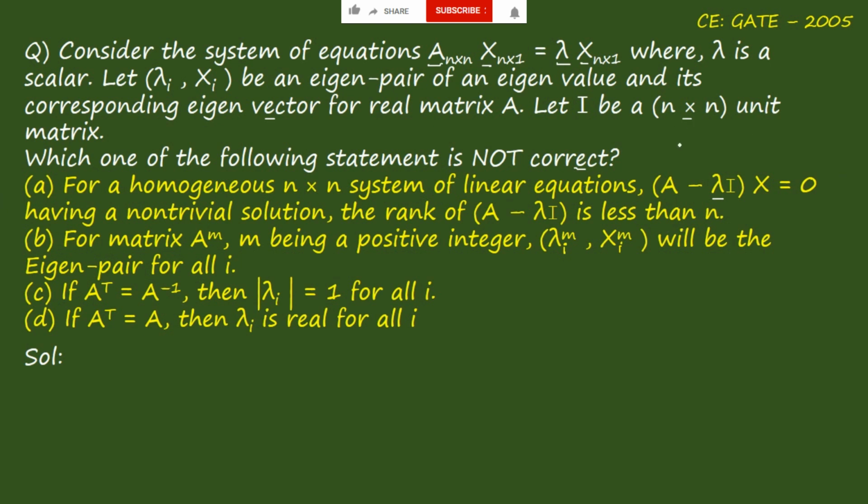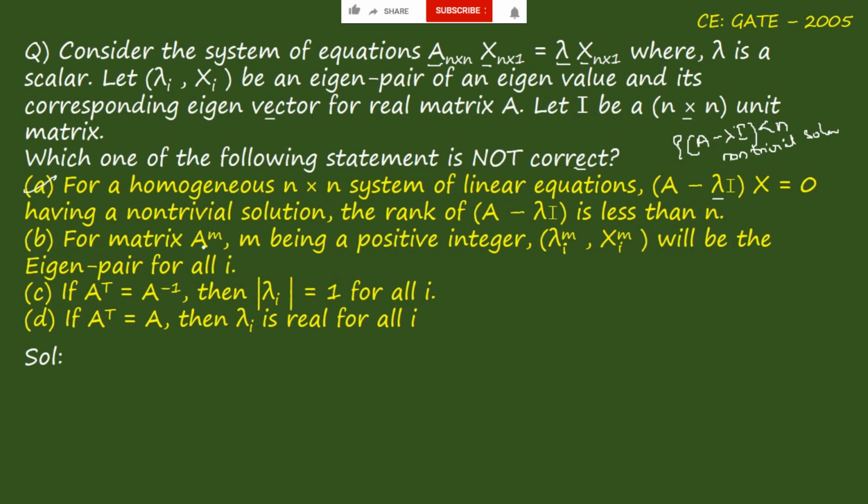What they are saying is that if the rank of A minus lambda I is less than n, then we have a non-trivial solution. Yes, it's a true statement. So option A is correct. Now going to option B.